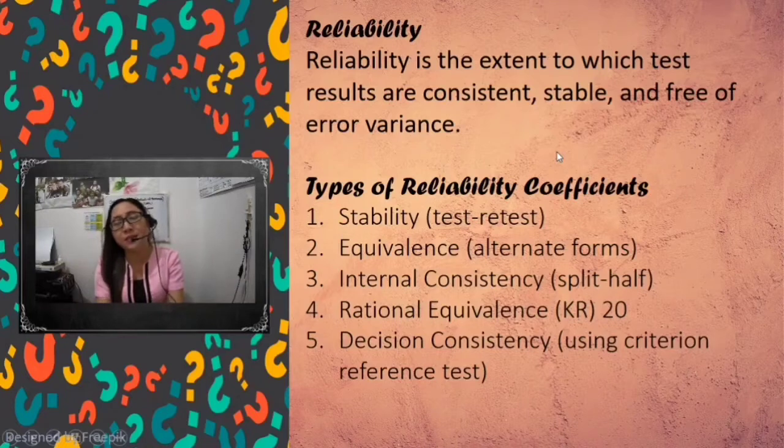So types of reliability coefficient: the stability, say for example, the test and the retest. When we are giving examinations, ayan, magpapatest tayo. Then after that, i-retest natin the same questions and the same examinations. And then let's compare the result of the test. The equivalence, the alternate forms or yung alternatives na tinatawag natin for questioning. Internal consistency, split half. Kukunin natin yung half, then we're going to get the even versus odd numbers. The rational equivalence, KR 20. Decision consistency using criterion reference test.